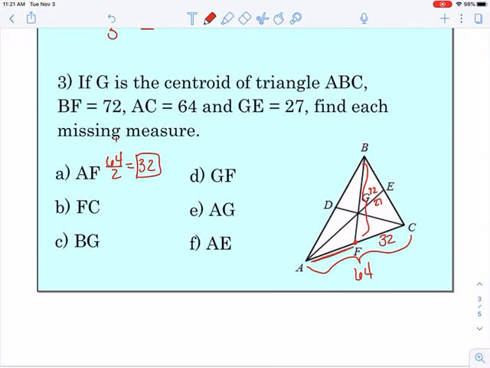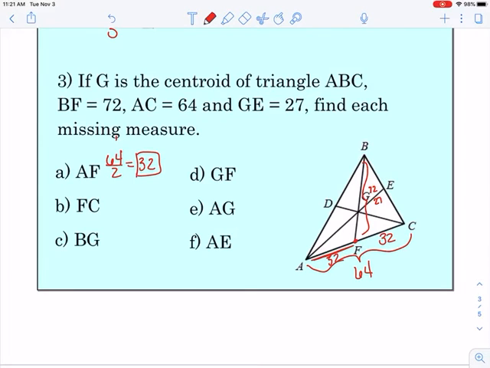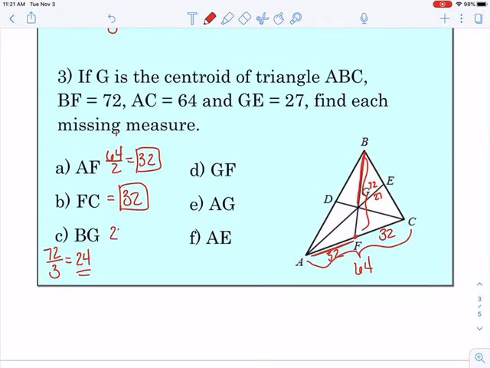So this piece is 32 now, and this piece is 32. FC, I just found that. That's 32. Okay, and the next thing that we want to find is BG. BG is part of this median right here. And again, if the entire median is 72 units long, and we want to know what 1 unit is, and there's 3 units all together, each unit that makes up that median is going to be 24. And if I want the longer piece of that median, that is going to be 2 times that 24. So 2 times 24 is 48.